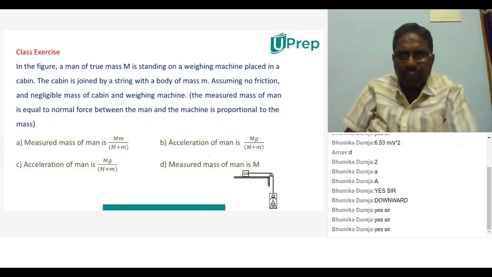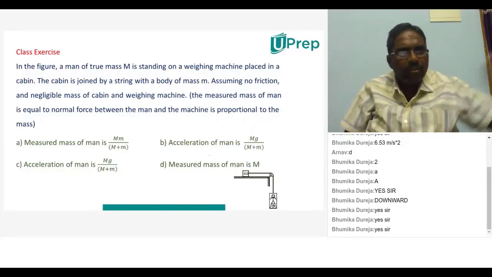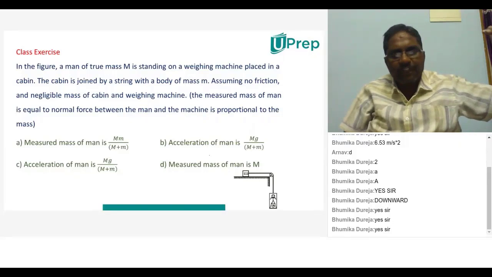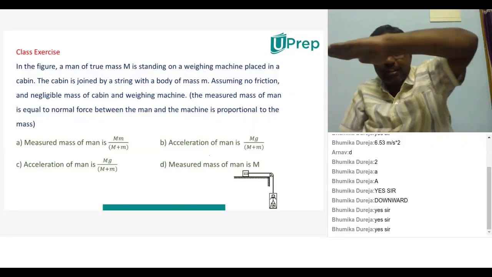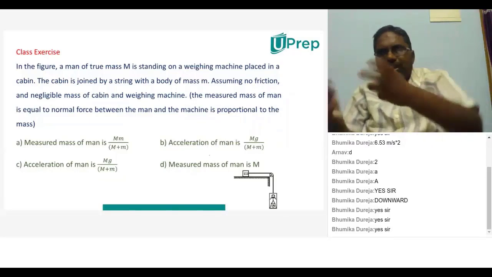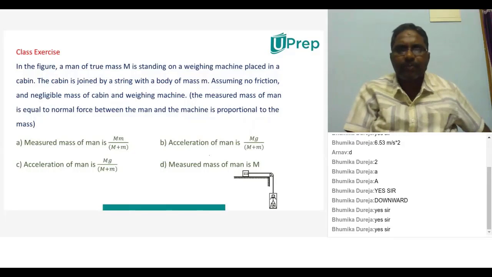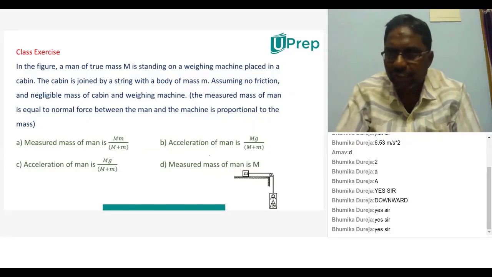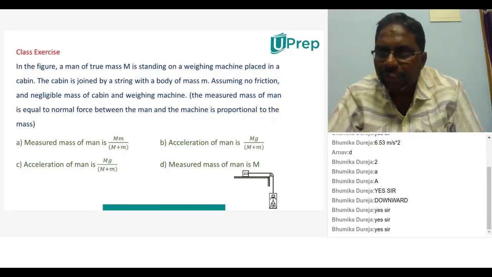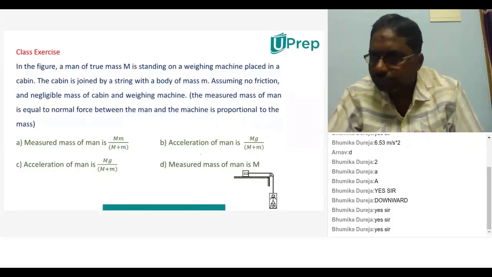The cabin is moving down, that means the man is moving down, whereas this object on the table is moving horizontally. Now what is the acceleration of the combined system? That you have to find. I will give you a hint, and based on that hint you calculate.